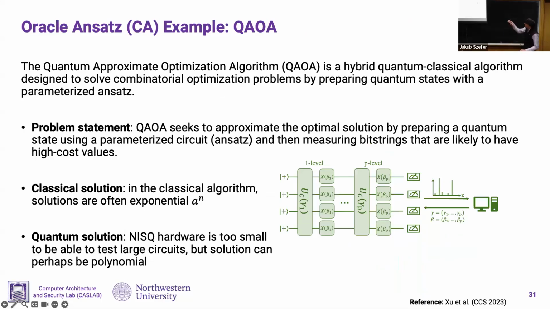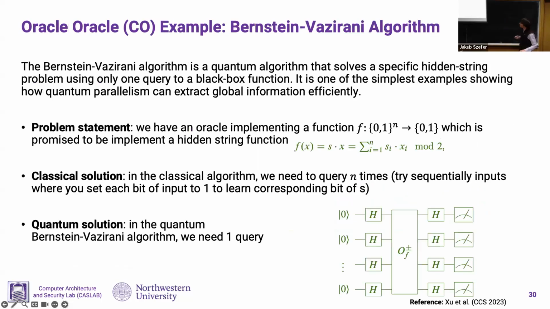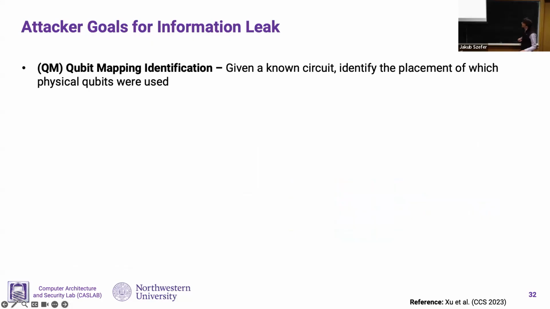And then for the ansatz, they're mostly used in QAOA and these variational circuits, where you have a set circuit but different parameters for that circuit, and those parameters actually get optimized as you implement the circuit. So for identifying the circuit oracle, the question might be what oracle is used, what hidden substring is used, or for the ansatz, what type of ansatz is being used. Those could be the questions for the attacker.